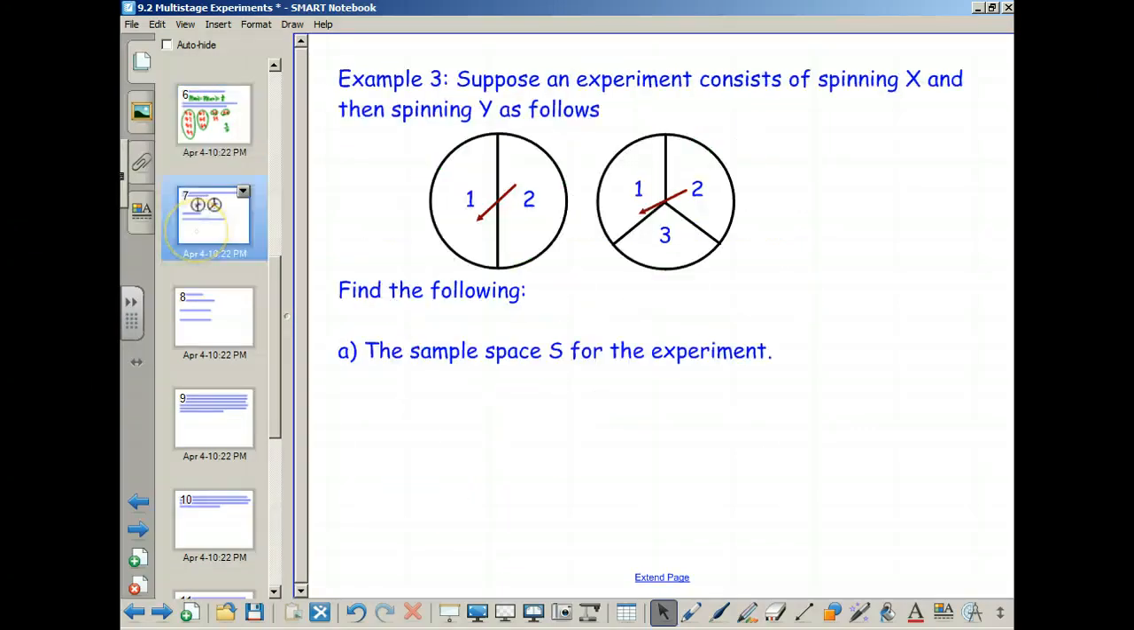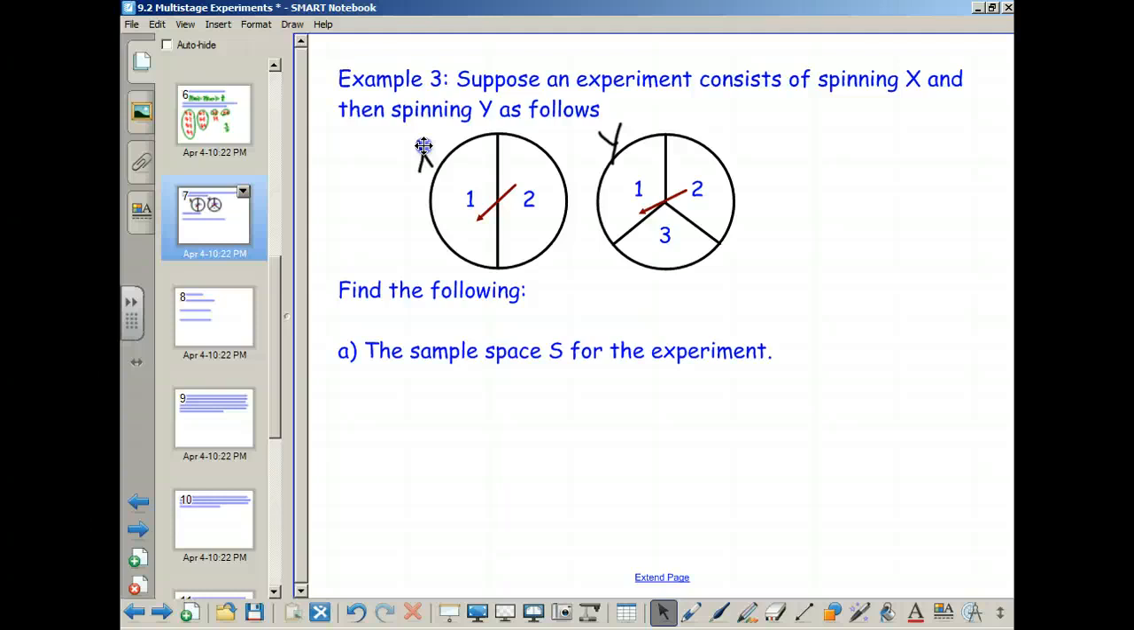Now, we're going to change gears a little bit and take a diagram instead. This is a diagram of a spinner. So we play lots of board games that have spinners, and this is an example of a couple different kinds of spinners. So suppose the experiment consists of spinning X and spinning Y as follows. Okay, so this is spinner X. Sorry, it's not labeled. This is spinner Y.